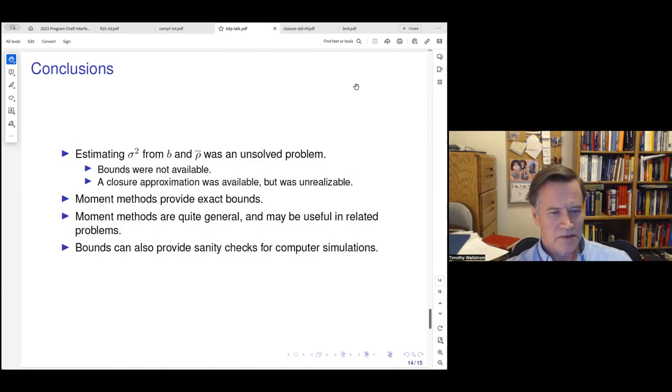The other thing that can be useful about this is that if you're doing a computer simulation, you can check and make sure that it's staying within these bounds, and if it isn't, then you know that there's a problem. So, at any rate, that's all I had to say. So, thank you very much.